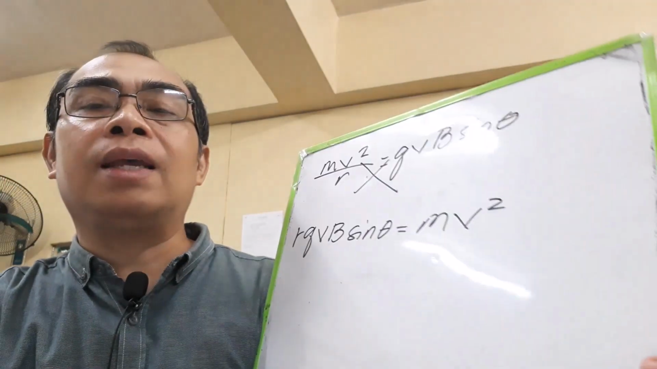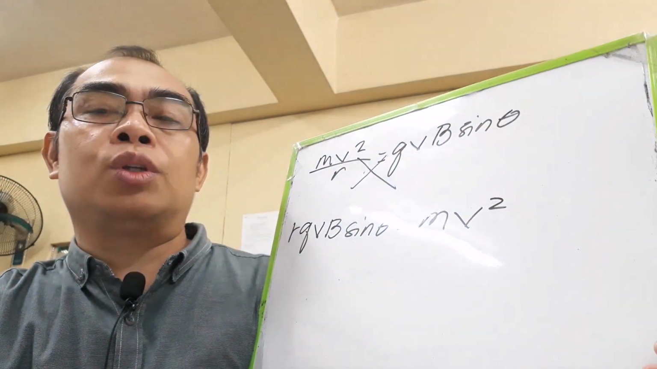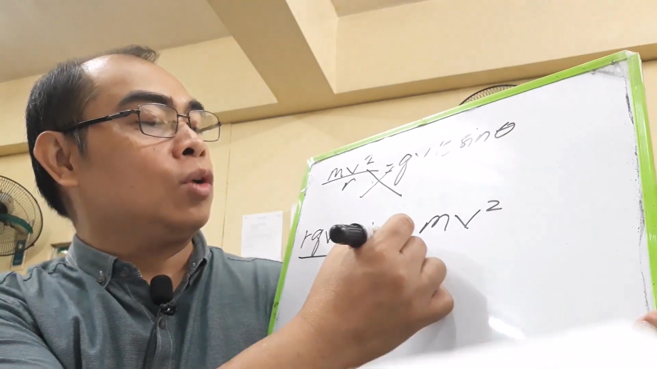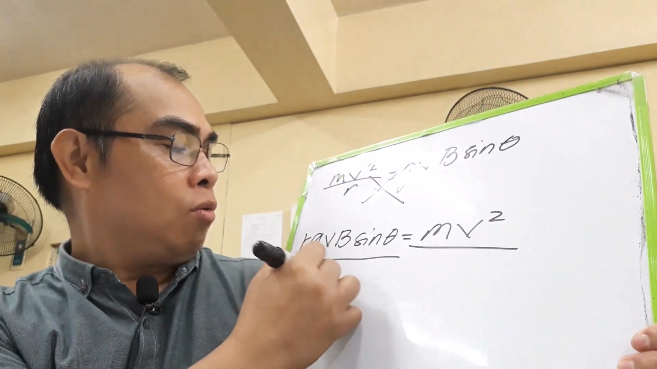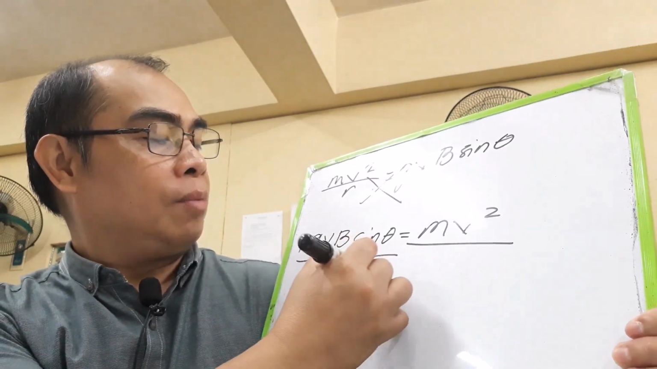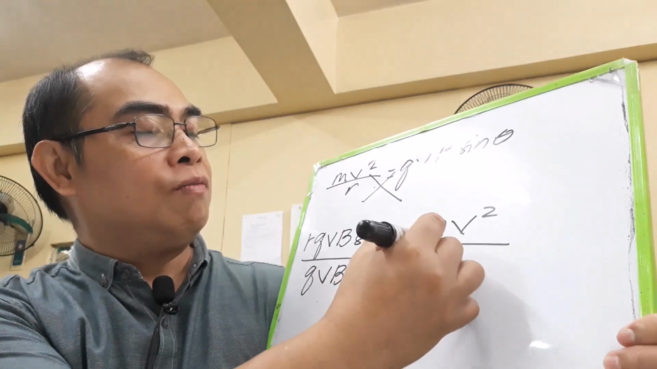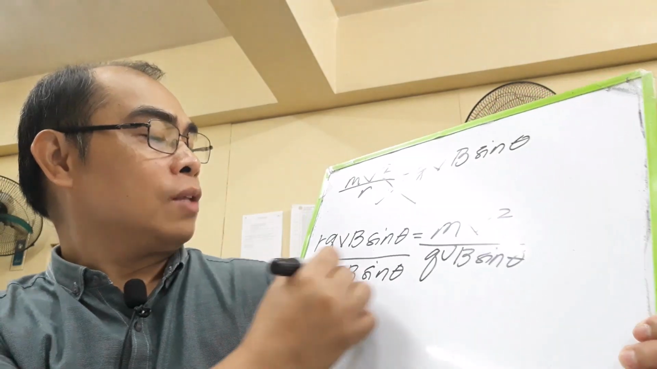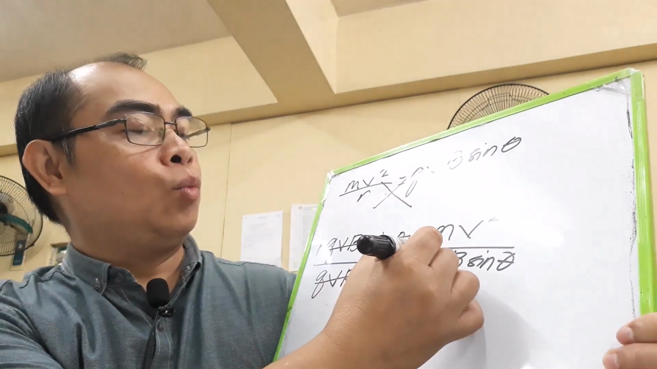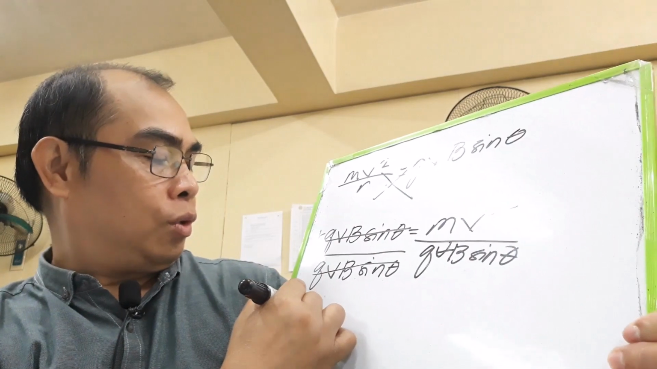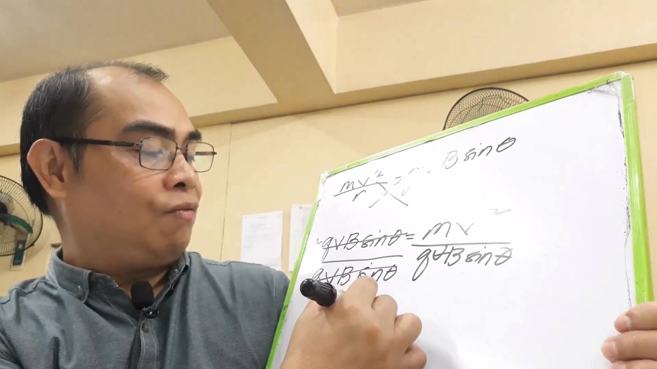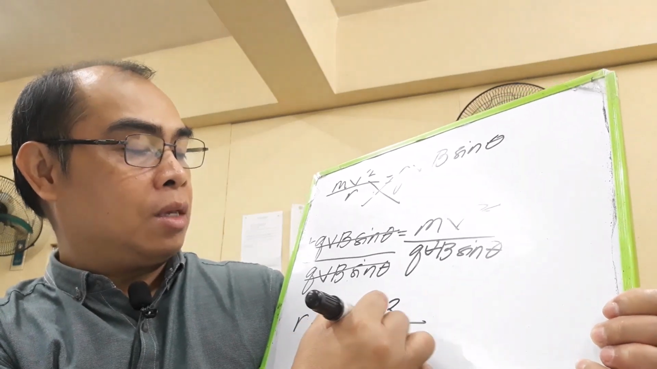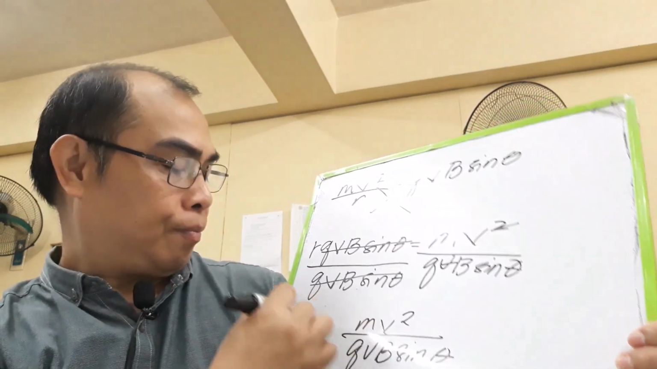So hanapan muna natin ang radius. So radius muna ang hanapin natin. So divide both sides kung ano yung katabi ng radius. So we have q v b sine theta. So, cancel na po natin ito. And then, we cancel this. So, radius is equal to mv squared over q v b sine theta.